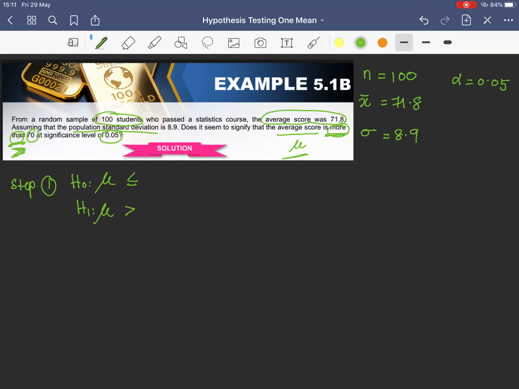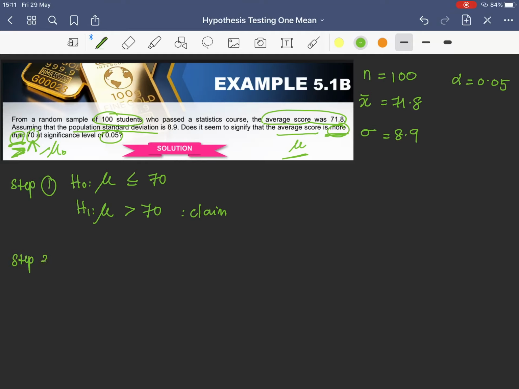Equal to what? More than what? 70 is your mu naught. So 70. So this one will be your claim. The hypothesis that you write down first will be your claim. So here is 70. So settle step number 1.